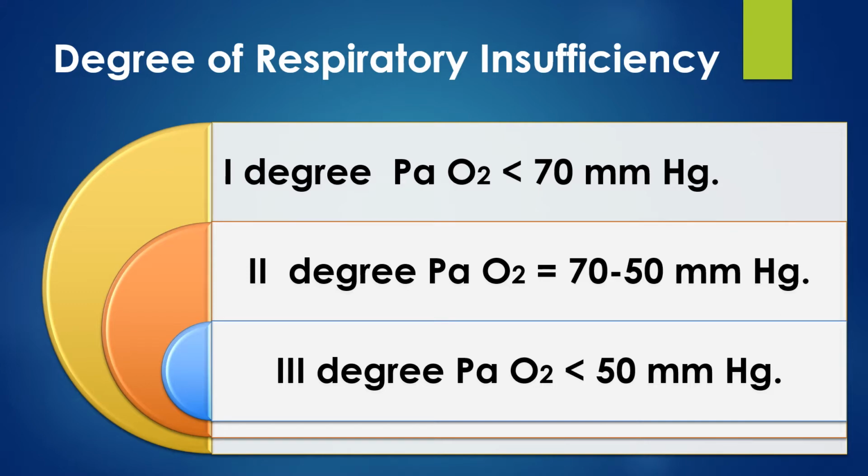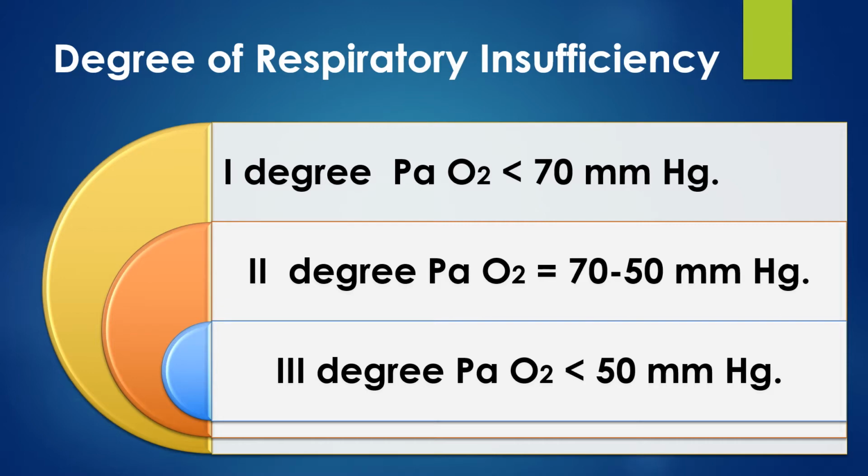Three degrees of respiratory failure are distinguished. In the first degree, the partial pressure of oxygen in arterial blood doesn't fall below 70 mm mercury. Normally, it's around 96-98 mm mercury. The signs of respiratory insufficiency appear here during physical work of moderate severity. In respiratory failure of the second degree, partial pressure of oxygen is in the range of 70-50 mm mercury.